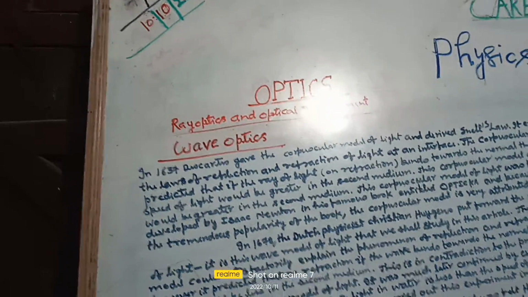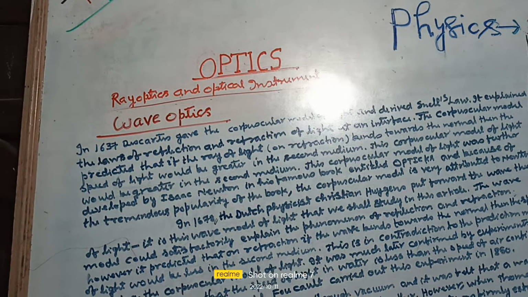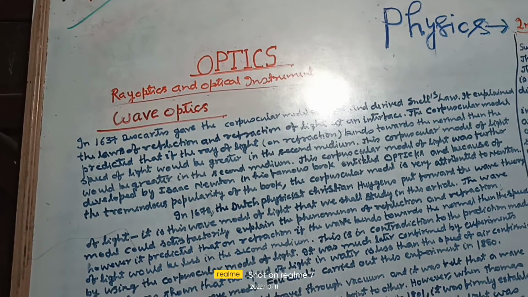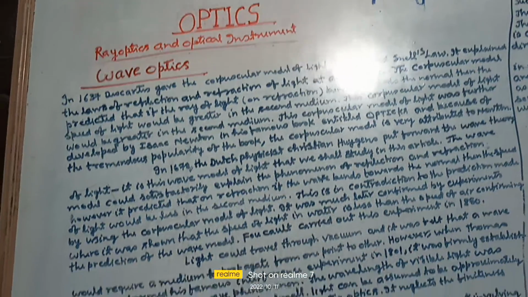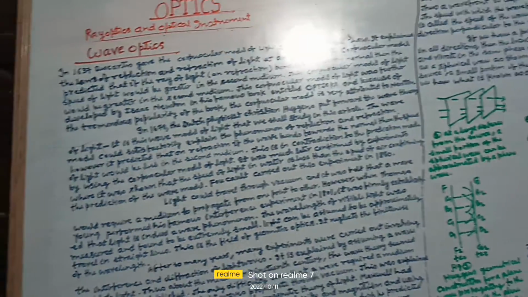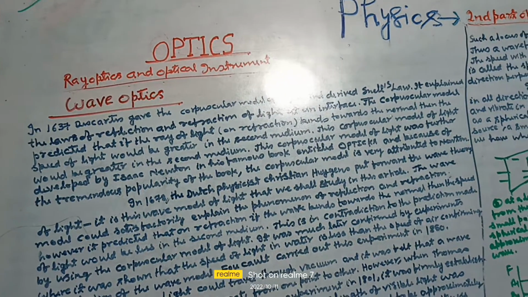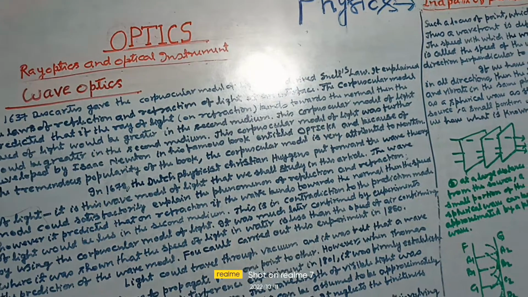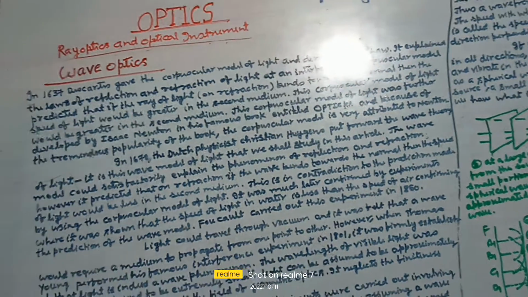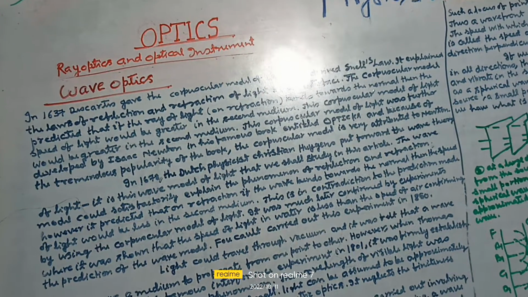Now we shall study wave optics, or the physical properties of optics. In 1637, Descartes gave the corpuscular model of light and derived Snell's law. It explained the laws of reflection and refraction of light at an interface.